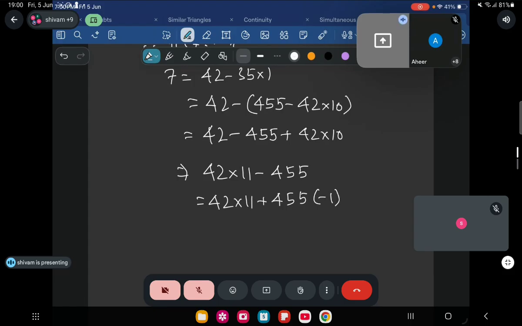This will become 42 into 11 plus 455 into minus 1. So what are the integers? The integers are 11 and minus 1. Therefore x is equal to 11 and y is equal to minus 1. If you have a doubt, you ask me, I'll explain. Understood? Very easy.